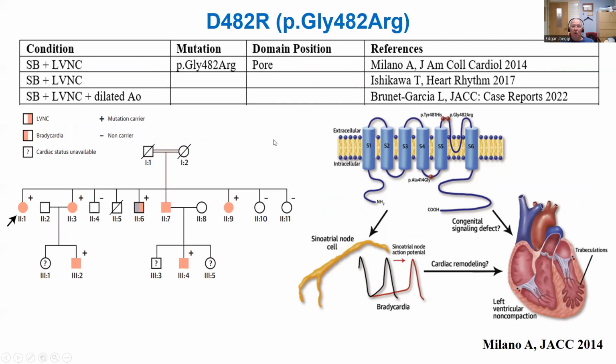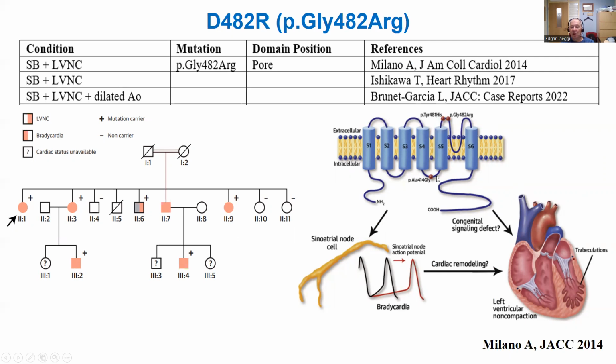The Munich group did not report LV non-compaction as a diagnosis. They just mentioned increased trabeculation, but the same mutation that has been reported by the Munich group has been reported by Milano and other authors showing LV non-compaction. This is the family pedigree showing there are multiple family members that have sinus bradycardia as well as LV non-compaction related to a mutation in this area.